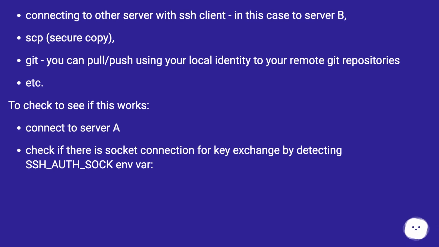SCP, secure copy. Git. You can pull and push using your local identity to your remote Git repositories, etc. To check if this works, connect to server A. Check if there is a socket connection for key exchange by detecting the SSH_AUTH_SOCK environment variable.